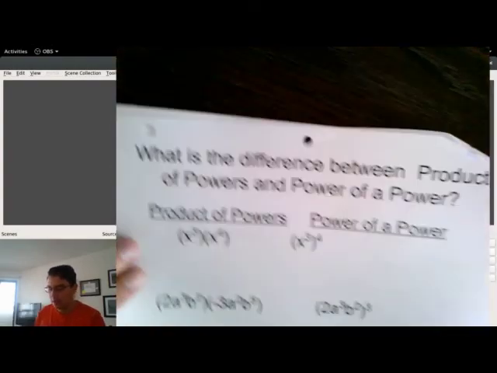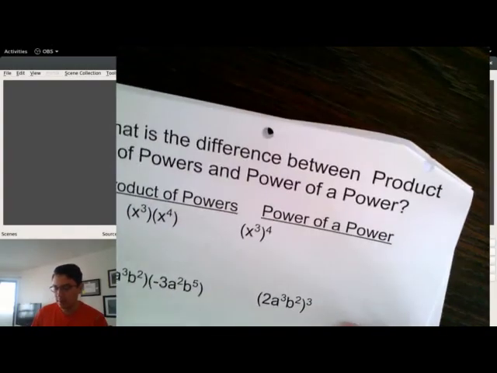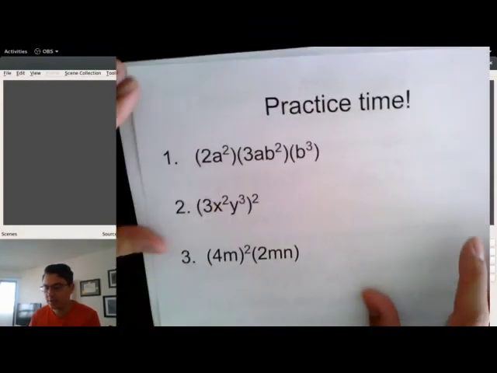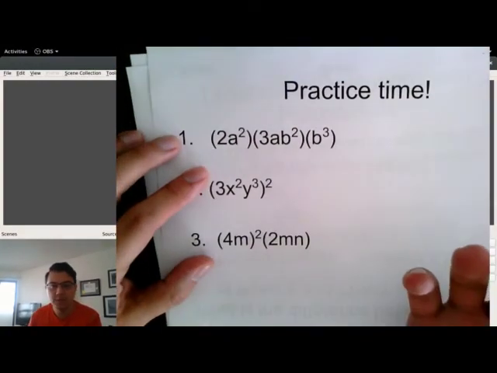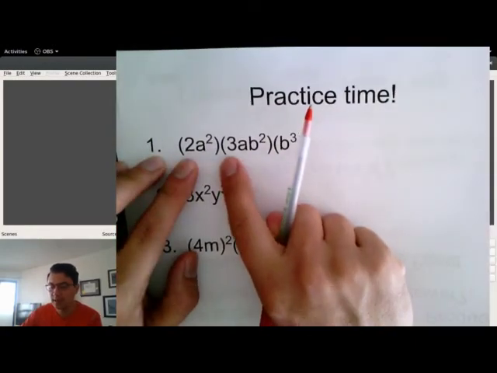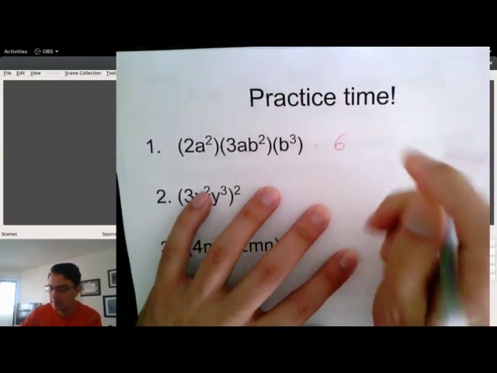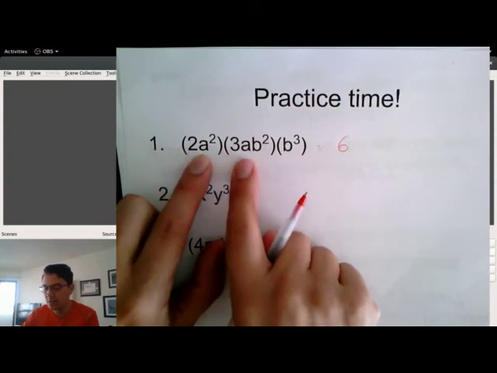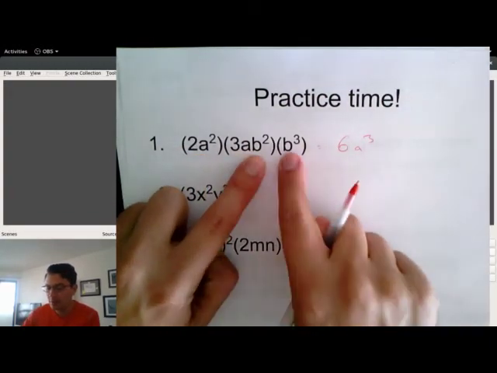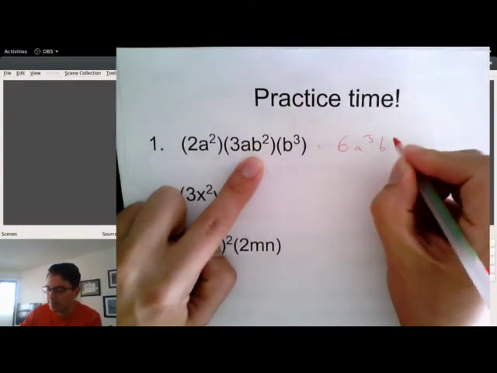Going through this just a little bit quick so we can move on. We've covered a lot of it already. We go to the next page. We did these examples in class. I'll do these really quick here for you. Always multiply the coefficients together. So 2 times 3 is 6. We'll do the a's next. A squared times a is a cubed, and then b squared times b cubed is b to the fifth.